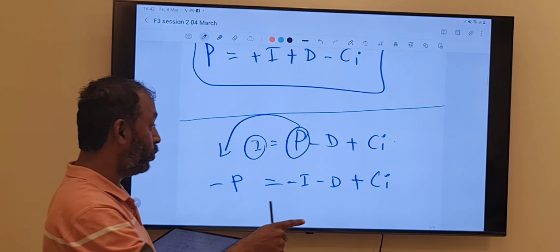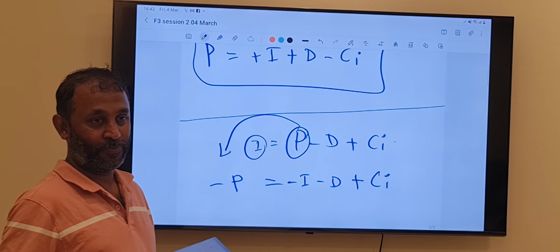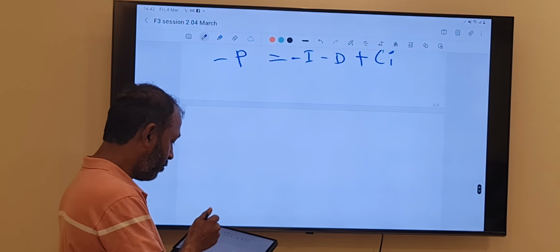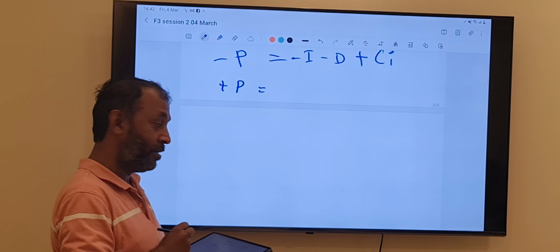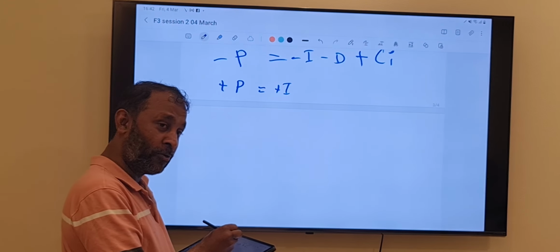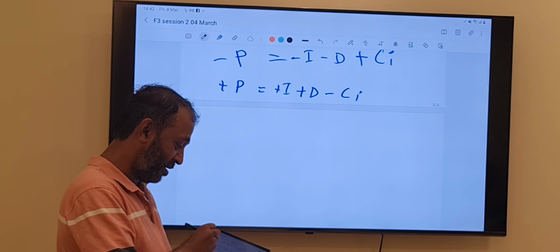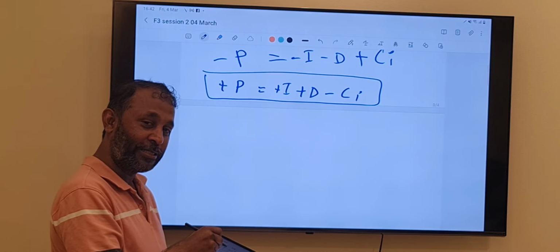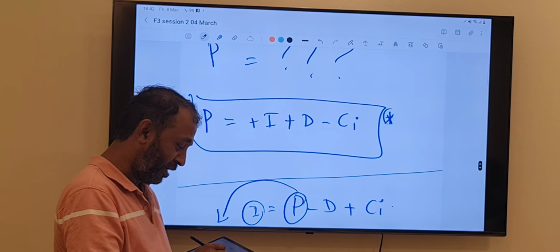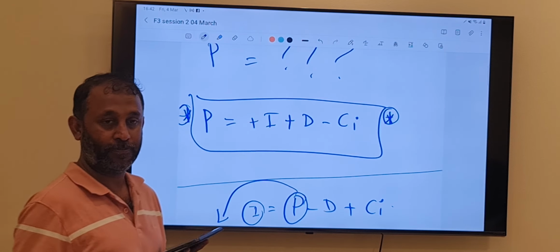In doing that, what you need to do is multiply the entire equation by minus. If you multiply by minus, minus into minus is plus, so this will become plus P. Am I right? And then minus I into minus is plus I, minus D into minus is plus D, plus capital will become minus capital. Without doing this, I did it in shortcut. That's what I did here. But please remember, this is the final equation. In this equation, exam questions are there, that we will do now.